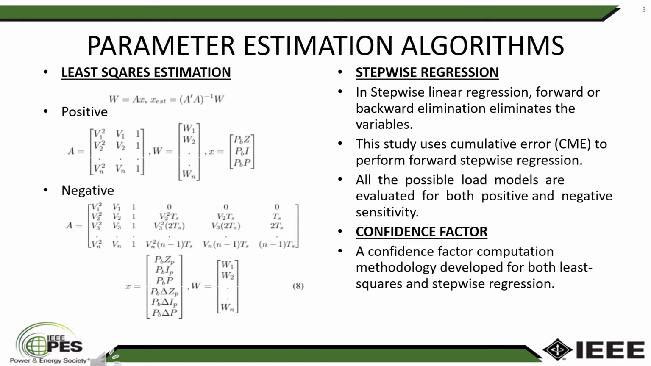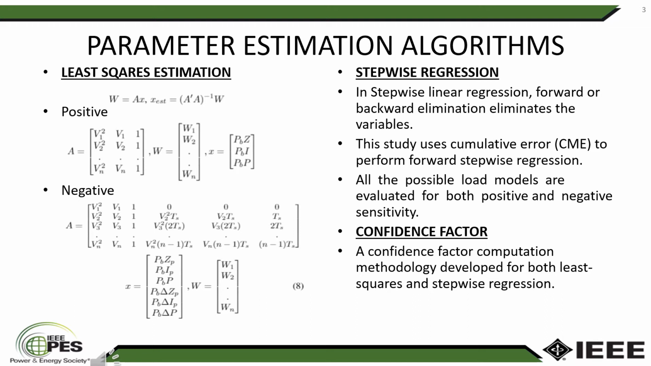In case of negative sensitivity, we have to estimate six parameters, where we have the constant Z, I, and P parameters, and also the varying parts of these parameters. We estimate parameters using stepwise linear regression as well.